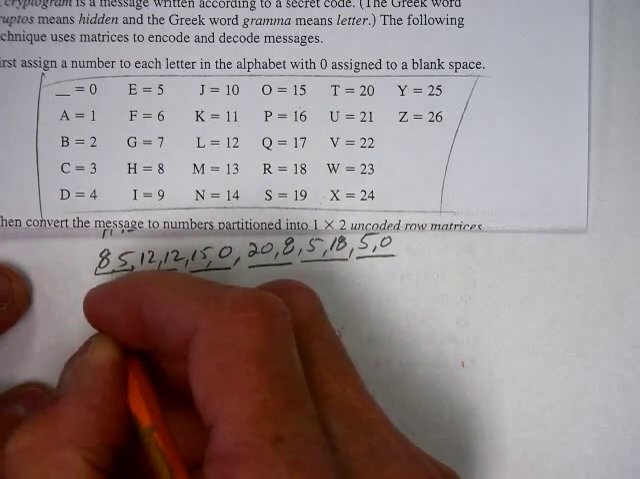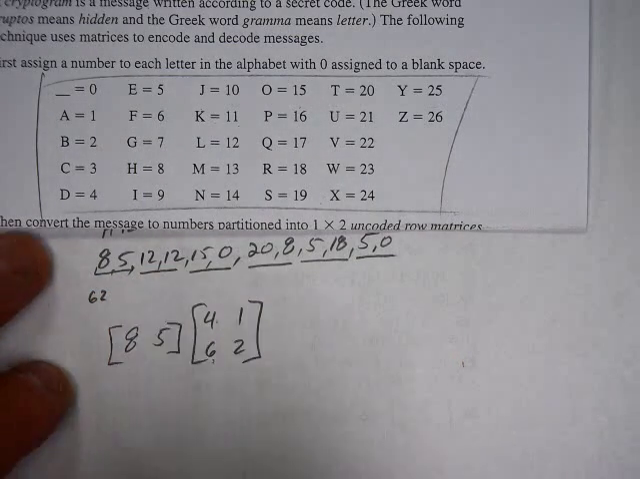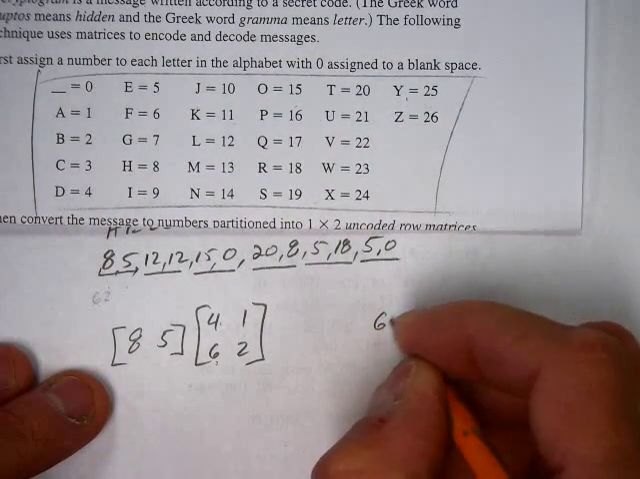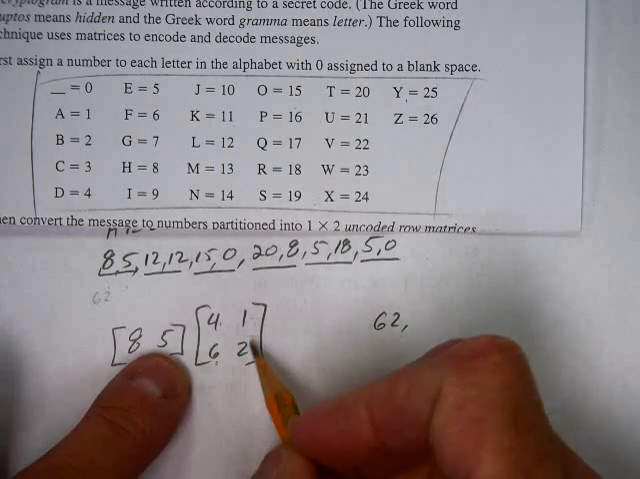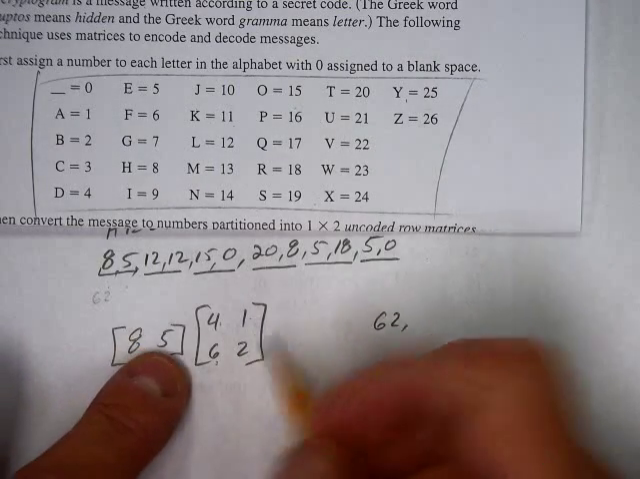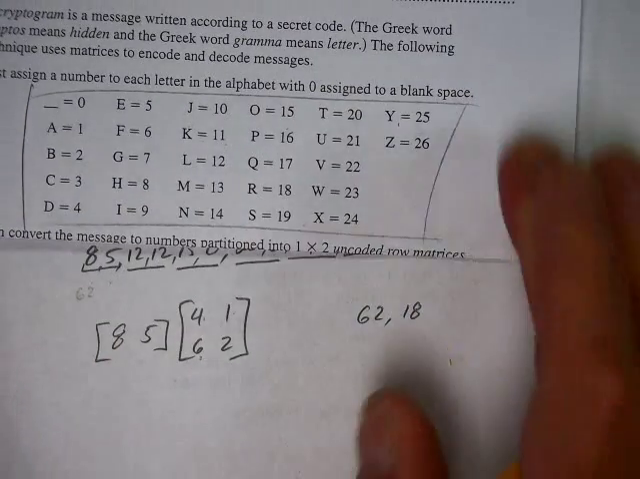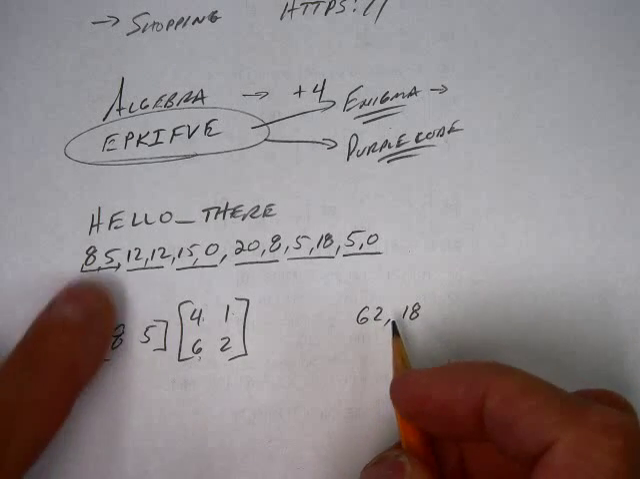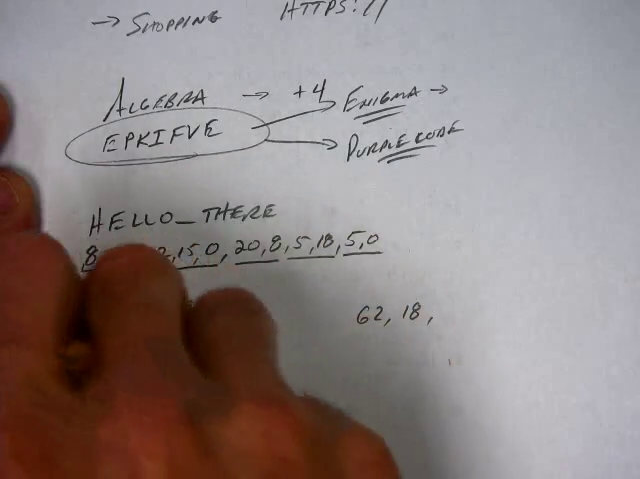So I'm going to put this 62 down. And now my 8, 5 times the 1 and 2 gives me 8 and 10, which gives me 18. So now what's happened is this 8 got turned into 62, and the 5 got turned into 18. Yippee ding dong. Well, let's do the same thing with 12 and 12.